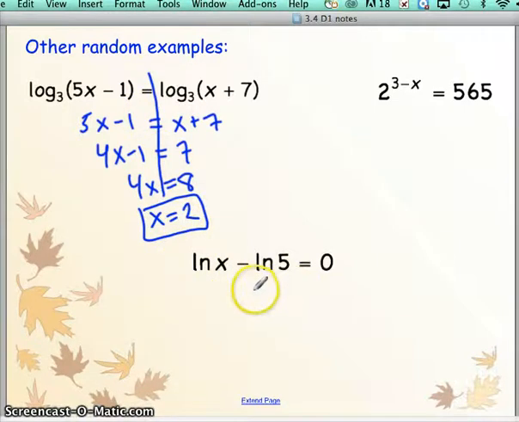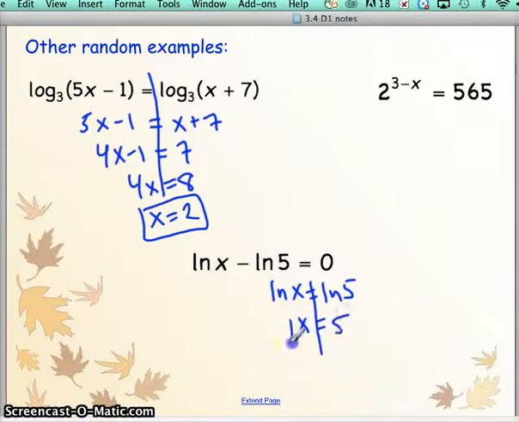This one down here, I could be a little tricky and I could just add natural log of 5 over to the other side. And then I have natural log on both sides of the equal sign. So I can just set x equal to 5 and I'm done.